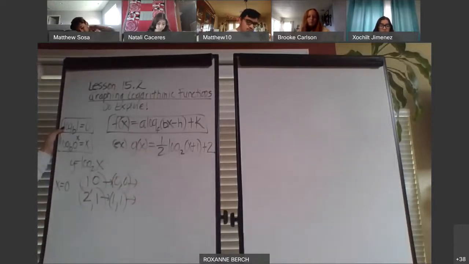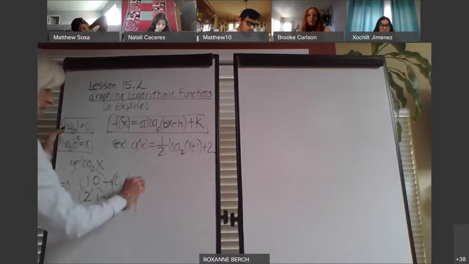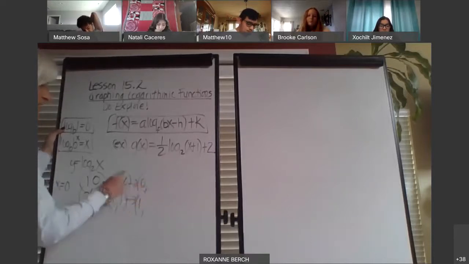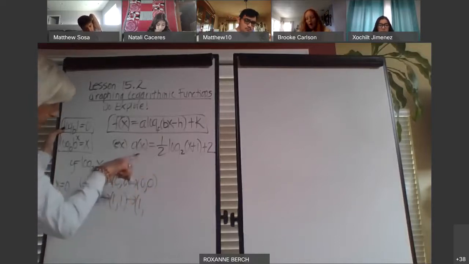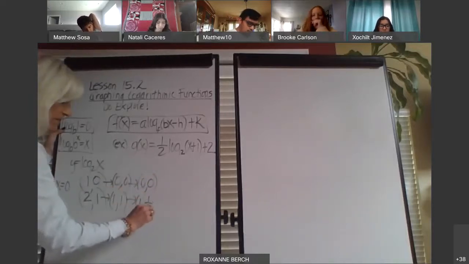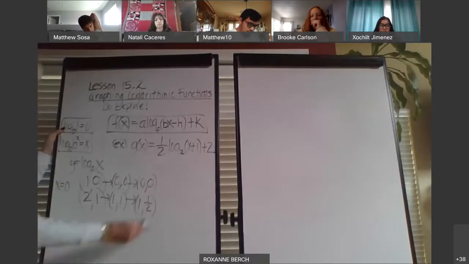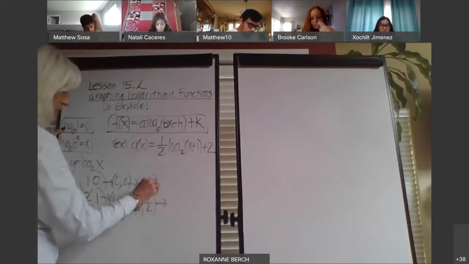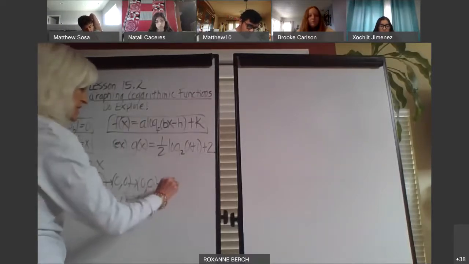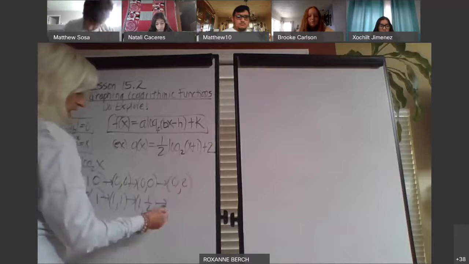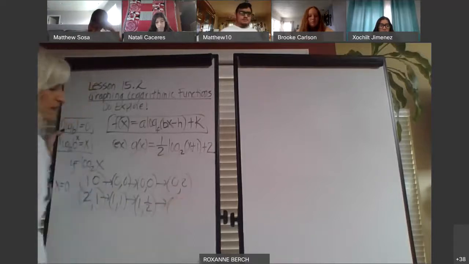A vertical compression by 1/2. Vertical means y, so multiply the y by 0 is 0. Multiply the y by 1/2 is 1/2. Looks like we're going to have to add some fractions in a minute, unfortunately. So now we're going up two, this is easy, and up to here.